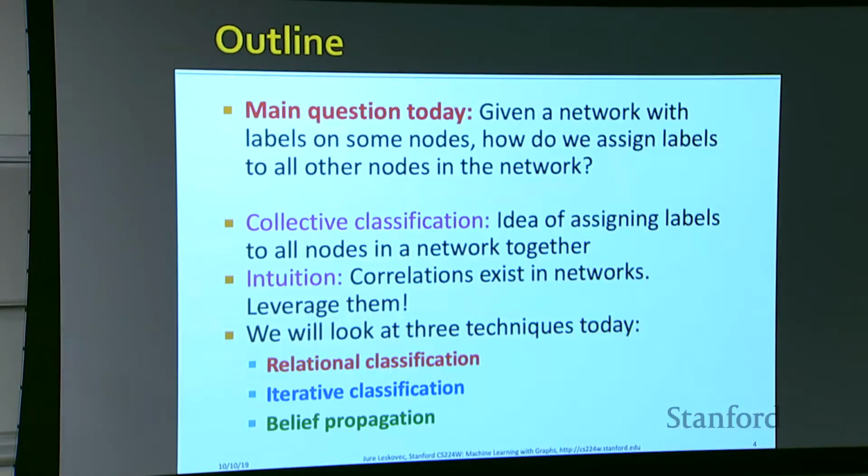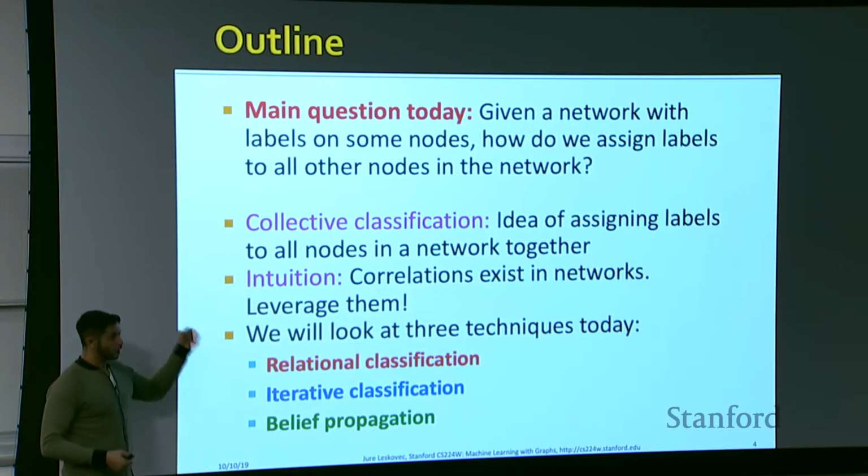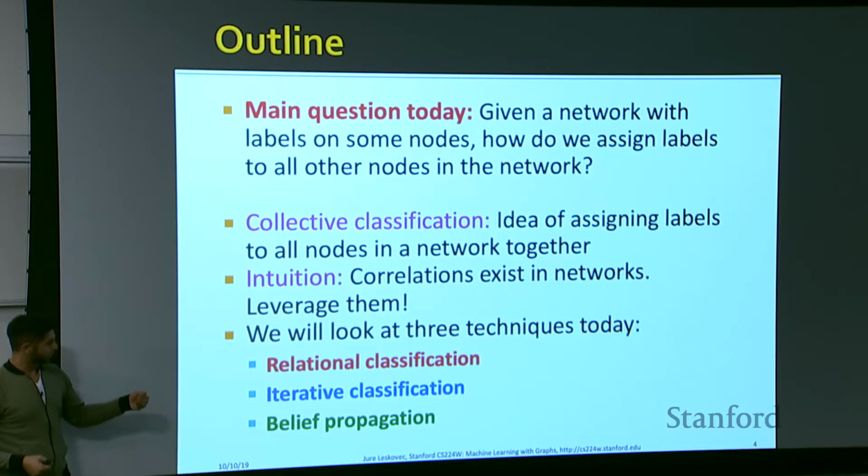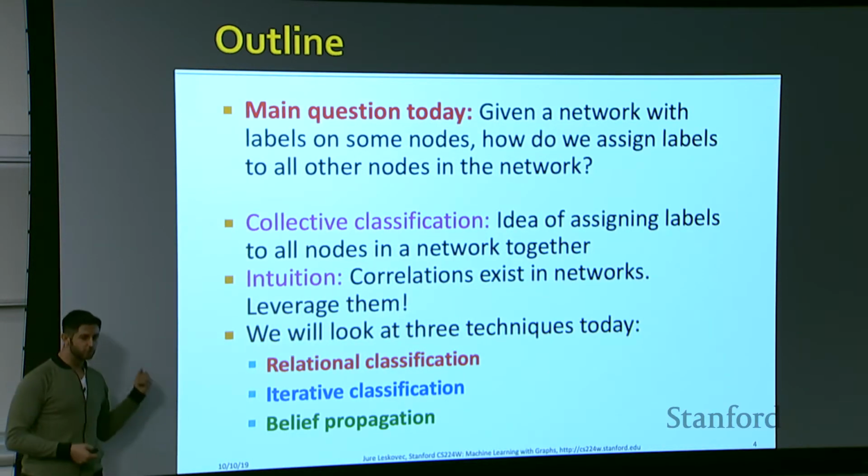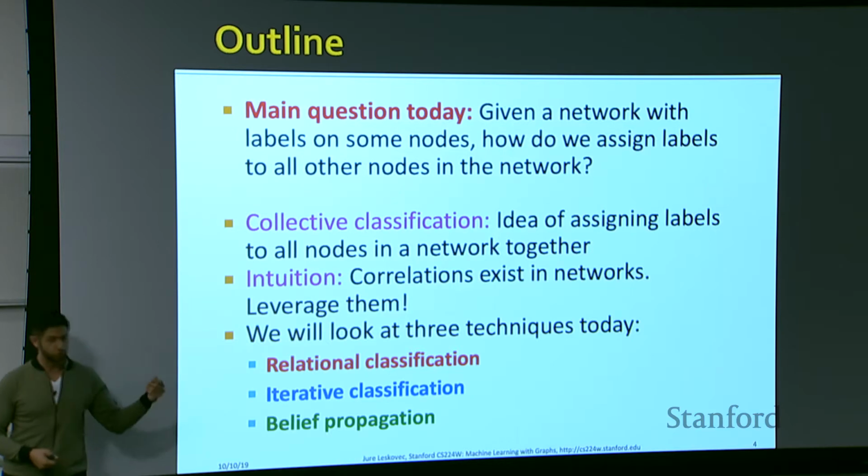Now, what is the intuition? Why should this work? Again, think about any classic machine learning problem. You need some kind of inductive bias. You need somewhere to get information that will allow you to do this prediction. Luckily, in networks, a lot of correlations exist. And basically what we're going to be doing throughout this whole lecture is leveraging those correlations.